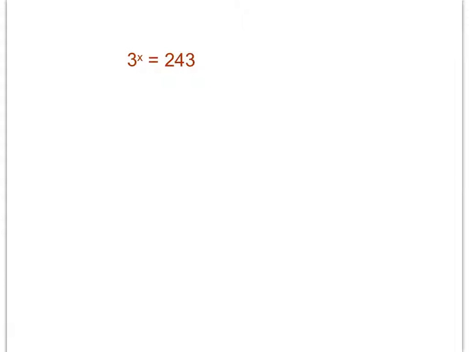Okay, our first one here, we're going to solve all of these equations for x. This is an exponential equation because x, our variable, is in the exponent. Hopefully you recognize that this is one you could do without a calculator, because 243 is a power of 3. In fact, 243 is 3 to the 5th power. So without a calculator, x equals 5.